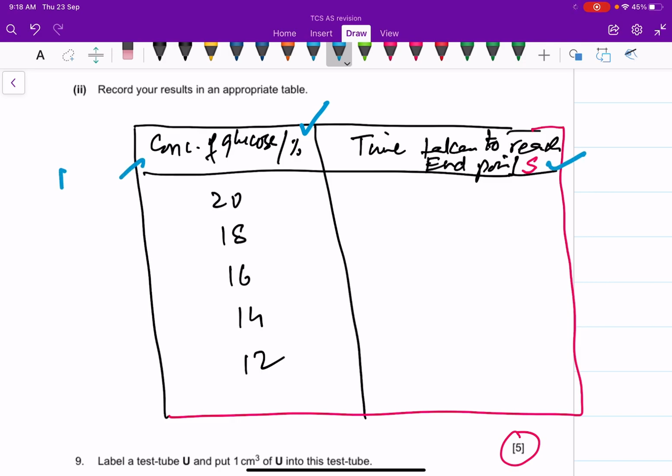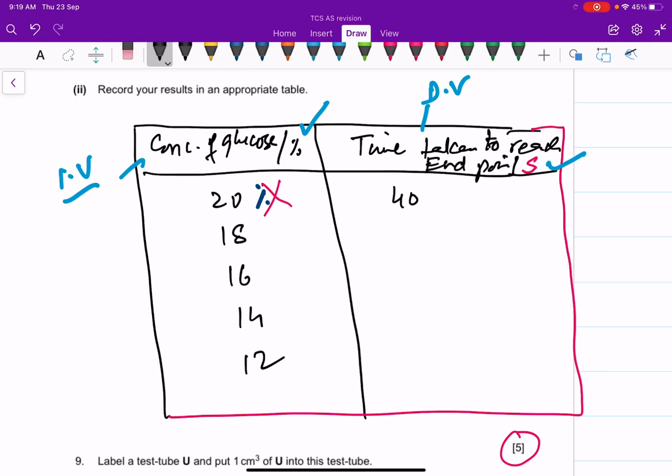This is the independent variable, that should be the first column. This is the dependent variable, that should be the second column. And no unit should be written with these concentrations in the first column. So if you write percentage here, you will lose 1 mark. So no units in the column. Similarly, if the time has to be recorded in this case, it may be 40 seconds taken in 20%. I just assume you can accurately record that time.